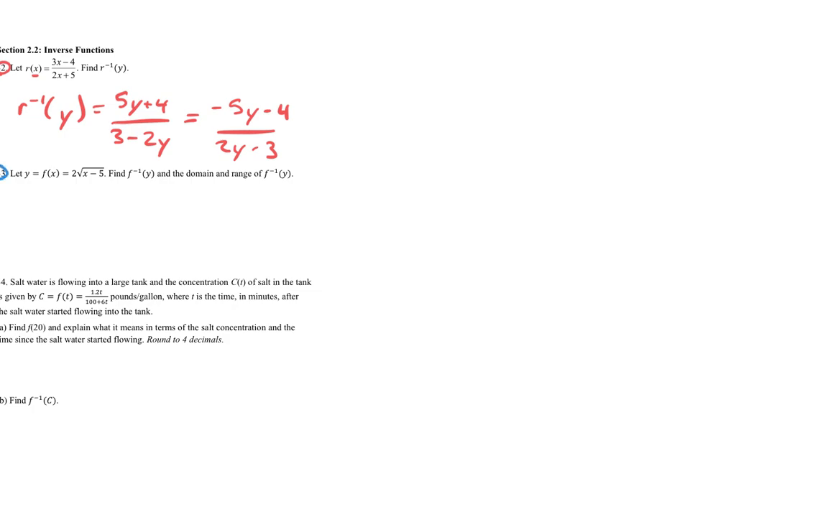Okay, so looking at 33 here, let y equal f of x equals 2 times the square root of x minus 5. Find our inverse function and the domain and range of our inverse. So again, just like on 32, our general strategy is we want to solve for x. So if we have y equals 2 times the square root of x minus 5, to solve for x, the first thing we can do is maybe we can try dividing by 2.